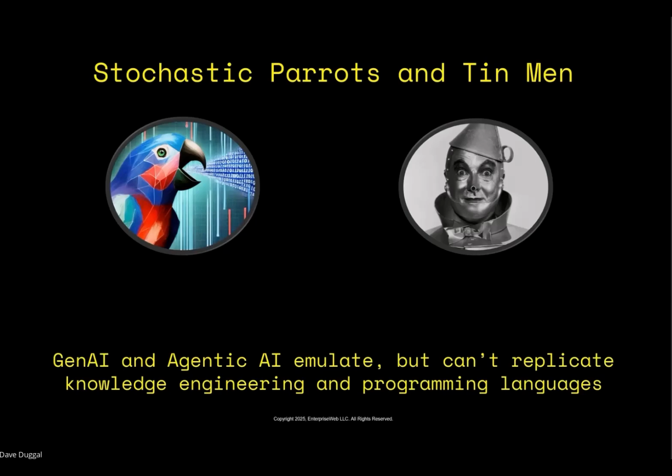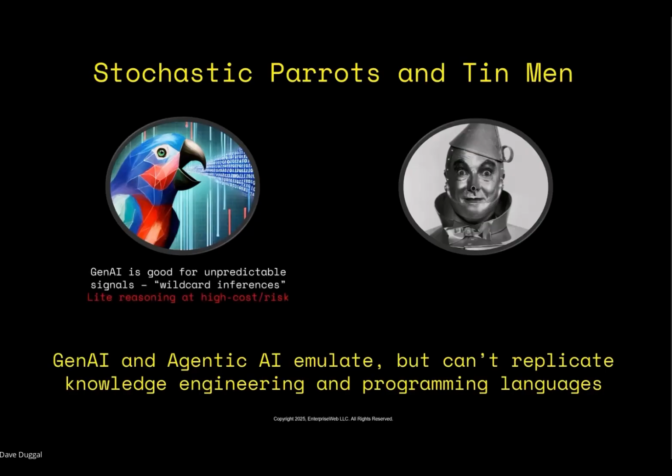So Gen AI and Agentic AI emulate, but they cannot replicate knowledge engineering and programming languages on their own. Right? They're just not good enough. Statistical probabilistic computation will never get you there. You can't be half deterministic. Sometimes in the LLM space they'll talk about, oh, this model's more deterministic. I'm sorry, there's no such thing as more deterministic. You either are deterministic or you aren't, right? Because the definition of determinism is logical, repeatable, explainable. Those are fundamental parts of the definition.